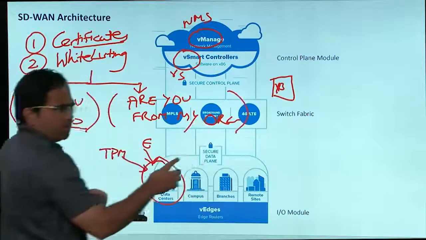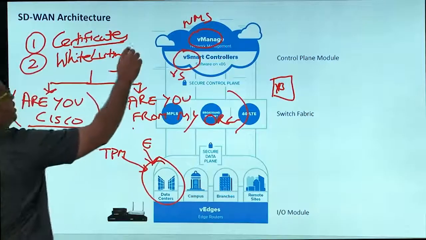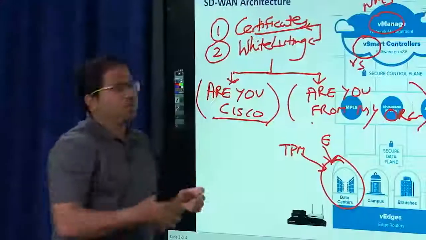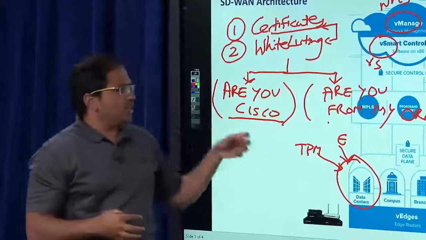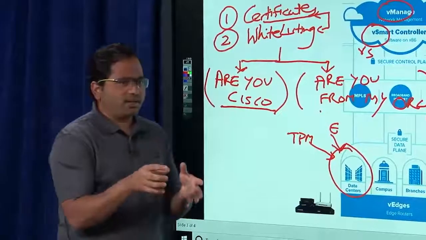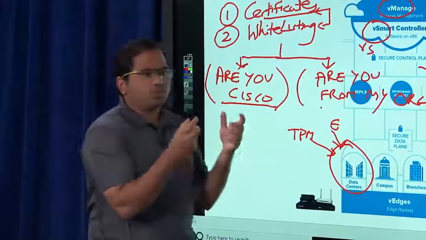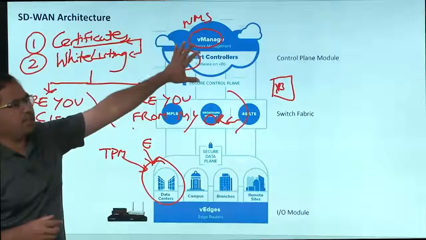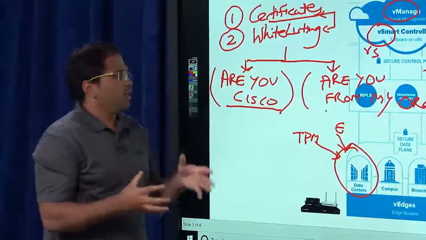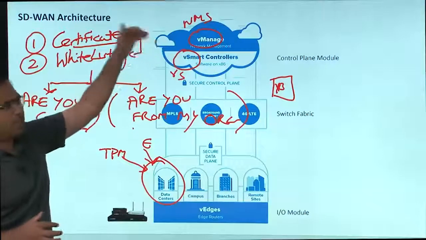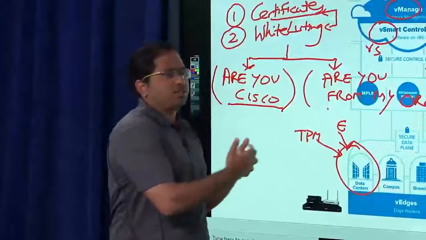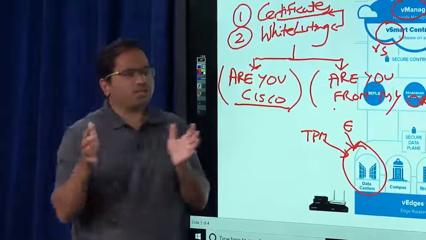Are you for my org? This is done using a combination of certificates and whitelisting. Each of these certificates that are installed on the controllers and the edges contain a serial number inside them. The serial number is what the network operator actually adds onto his NMS platform. The list of serial numbers that the NMS platform must contain for a particular organization is provided by us through manufacturing. So we know exactly which boxes are going to which customer.